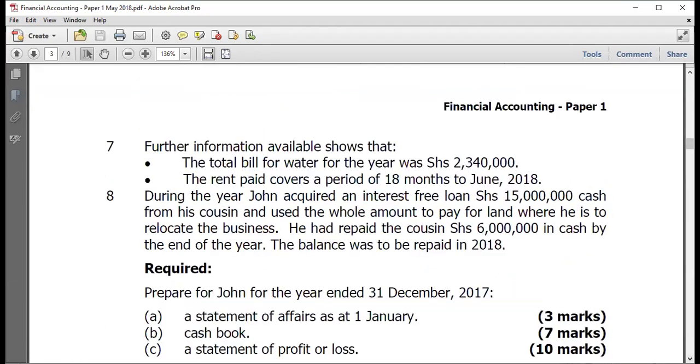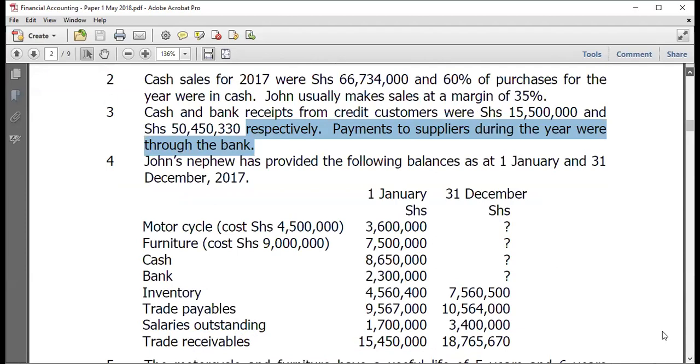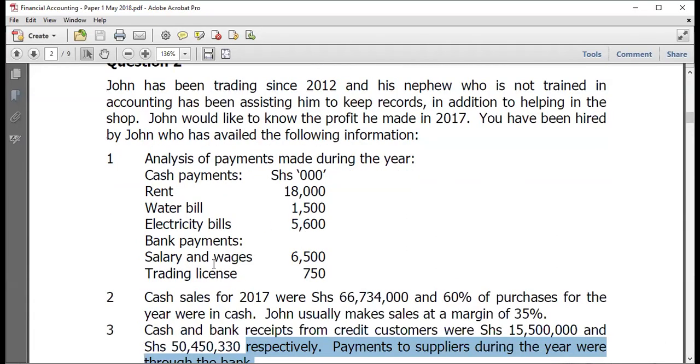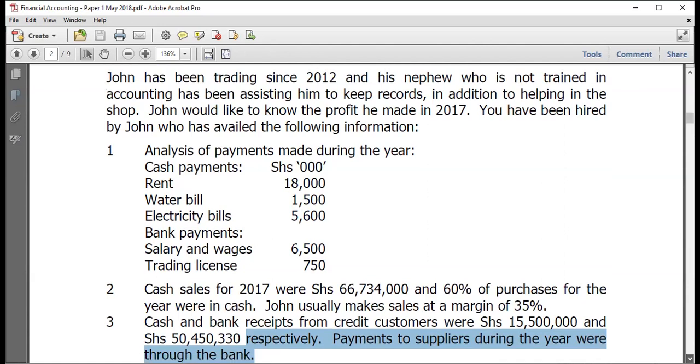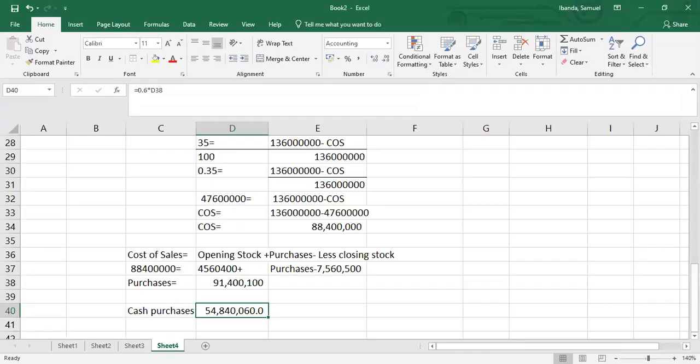It is not anywhere. The payment to suppliers is not anywhere. But they have already told you it is what? Even when it came here, they only gave us salary and wages and trading license. So what we have to do also is to go and look for the payments to suppliers. So how are we going to get the payments to suppliers? We are going to come back to our working here.